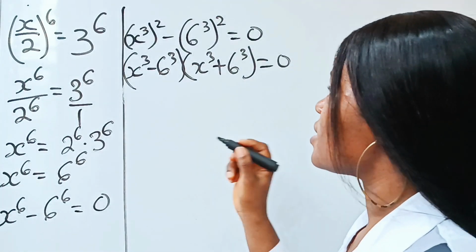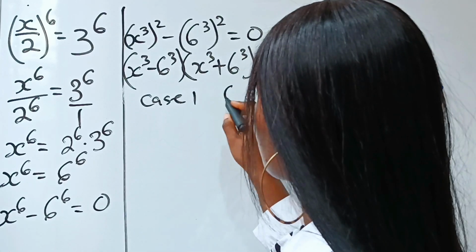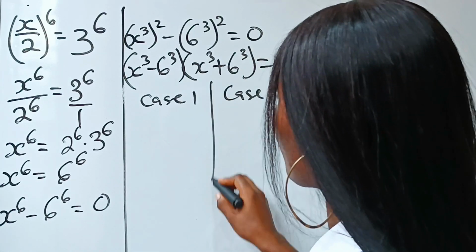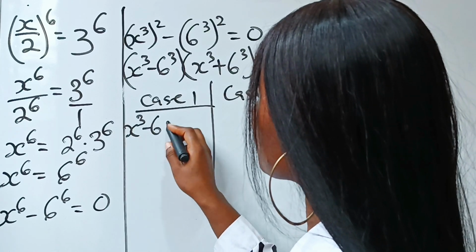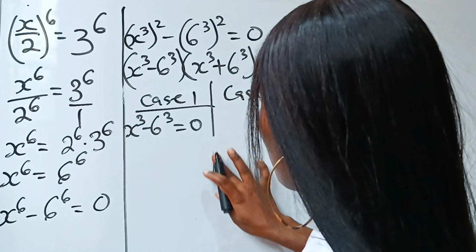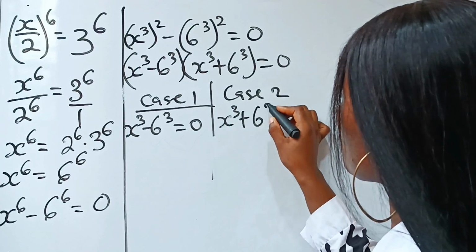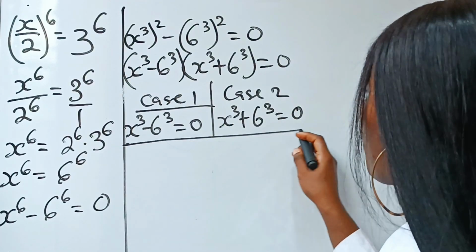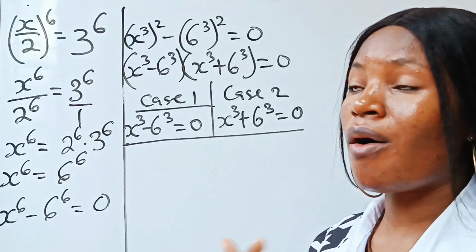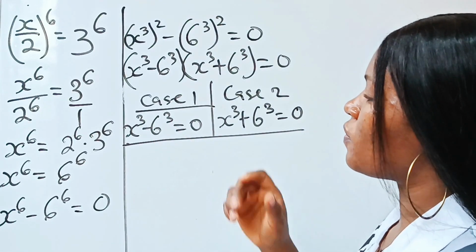Now we have two cases here. The first case, case 1, and case 2. Now case 1 says x to the power of 3 minus 6 to the power of 3 is equal to 0, and case 2 says x to the power of 3 plus 6 to the power of 3 is equal to 0. Now this is where we need to apply our algebra identities. Yes, so we are going to solve this first.